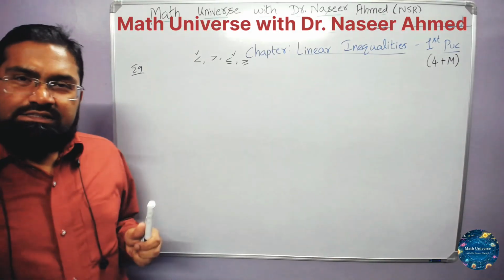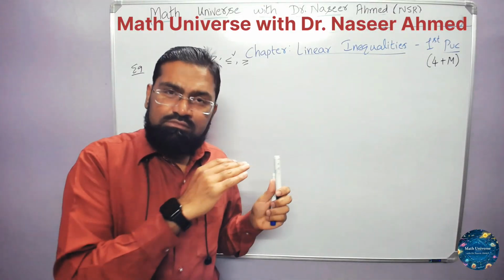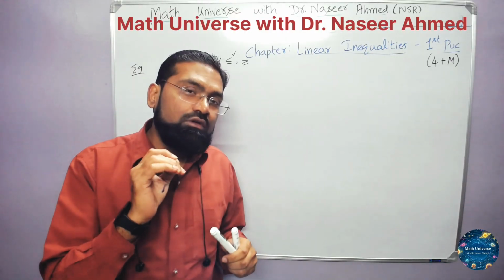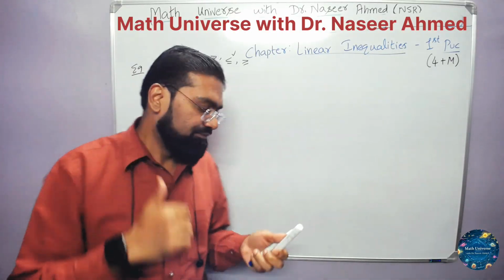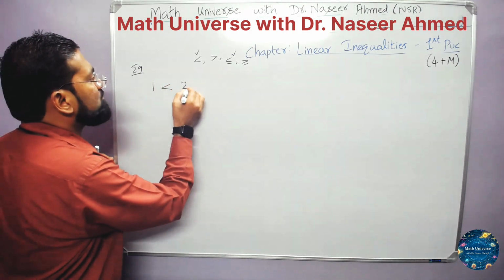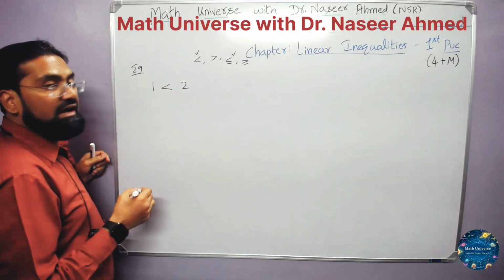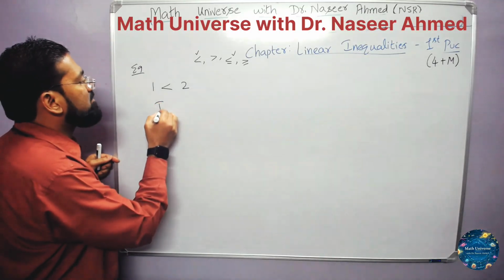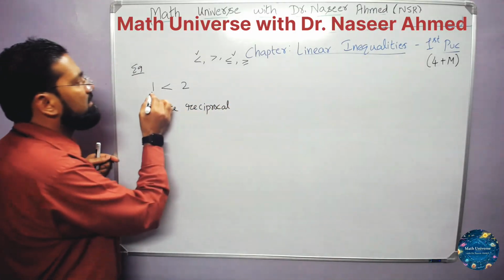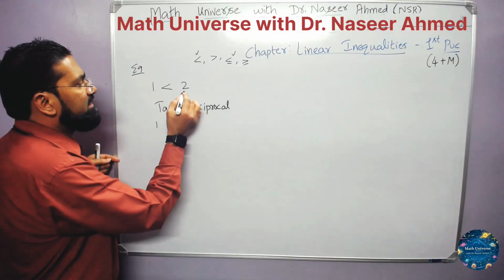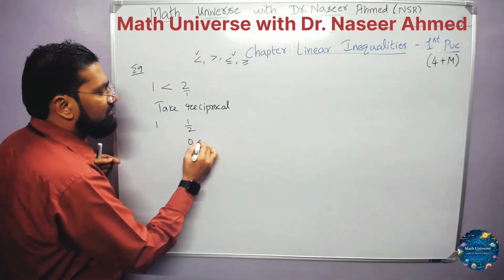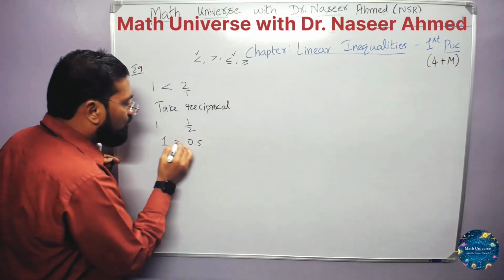Okay. Dear students, having understood about addition, subtraction, multiplication and division, now let us move on to what if I take reciprocal. See carefully. Easiest example, 1 is less than 2. What if I take reciprocal? Come on, take reciprocal. Reciprocal of 1 is 1 itself. 2 is same as 2 by 1. Reciprocal will be 1 by 2. 1 by 2 value is 0.5, and 1 is more than 0.5.